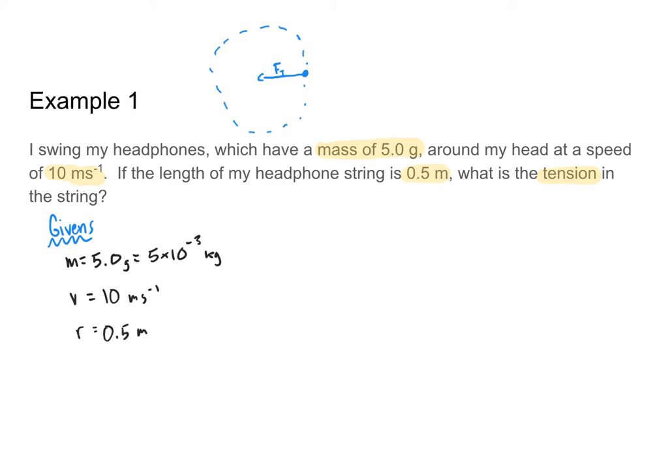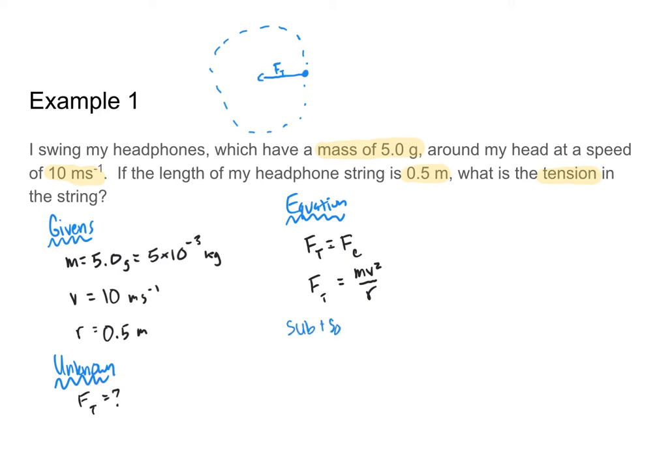And that leads me to my unknown, which is the force of tension in my string, keeping my headphones on the circular path. So my equation here is as follows. I know from my free body diagram that my tension force is my centripetal force. Therefore, my tension force is equal to mv squared over r, which allows me to now finish off this problem by subbing and solving.